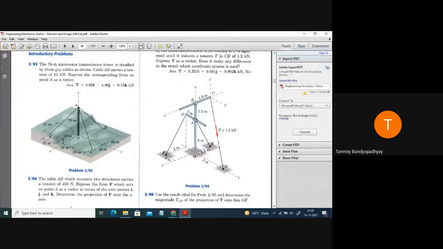So what are the coordinates of the point B? The X coordinate, you can see, is positive 35. Are you able to follow? From this point 0, this B is 35. Clear?